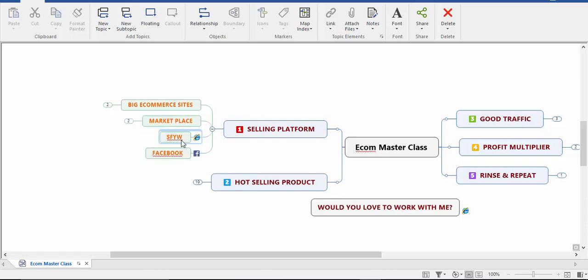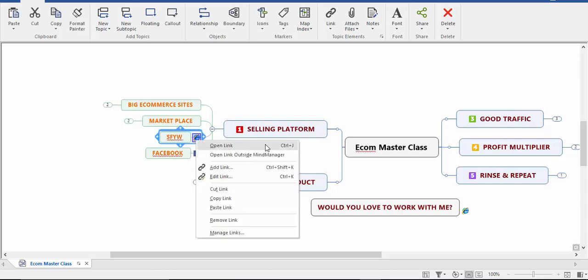Then we have selling SFYW. It's another platform where you can sell your product. The full meaning of SFYW is sell from your own website. You can actually own your own website. It can be a single niche site, and it can be a multiple niche site. What I mean by a single niche site is this. Let me open this. Let's see.